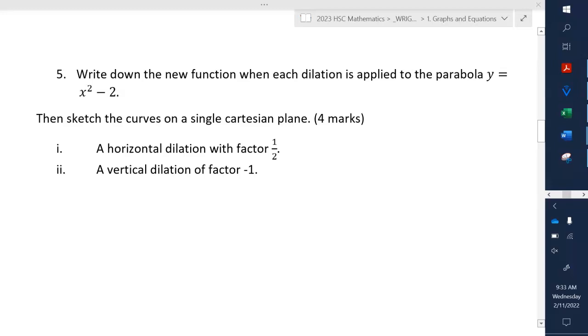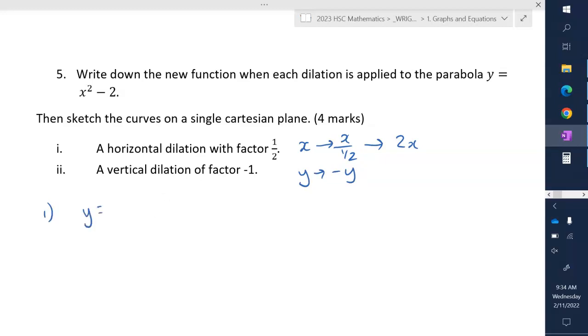So write down the new function when each dilation is applied to the parabola y equals x squared minus 2. Then sketch the curves. I'm going to do it the way that I wanted it done. A couple of people did it slightly different. That also was okay, but this is what I was after. Okay, so the first thing that we did to that curve was we did a horizontal dilation of a factor of a half. So x is going to become x over a half, which if we flip that half around becomes 2x. So I wanted to replace my x by 2x, and then I will replace my y by minus y. So number 1, x goes to 2x.